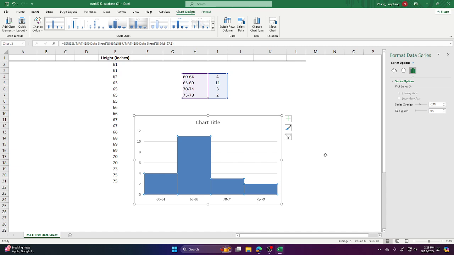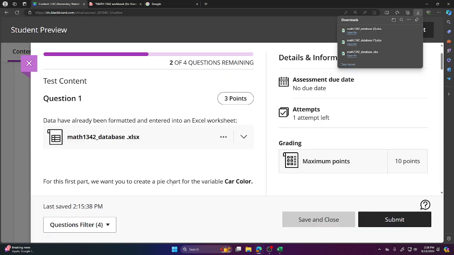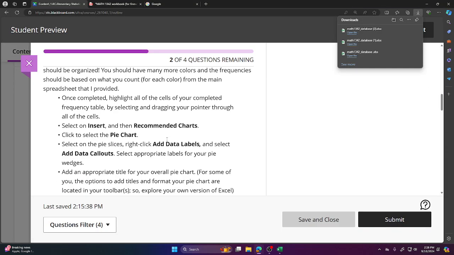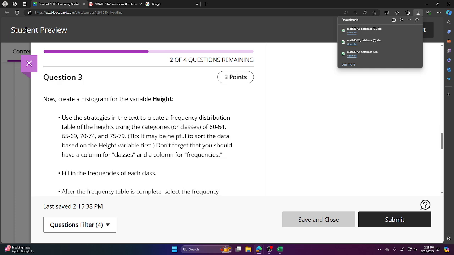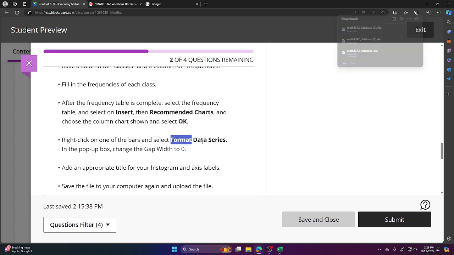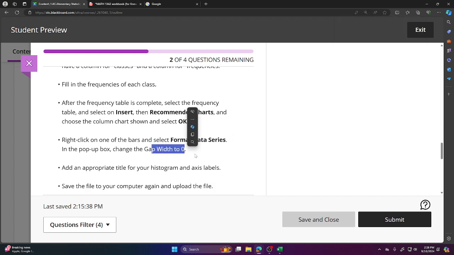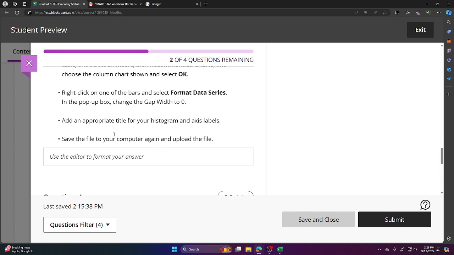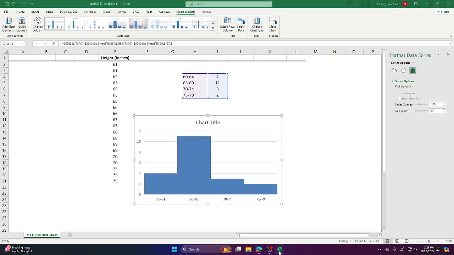All right, so we're super close to the end. Let's go back to seeing what they want from us. We inserted a chart, in format data series changed gap width to 0. I also want to put the little number on top. That's just me personally, and then save it and upload. So basically, we're done with this. I just need to make it look pretty.